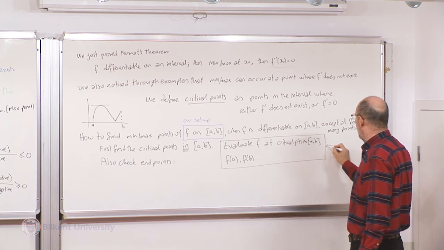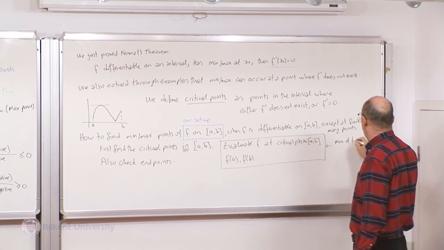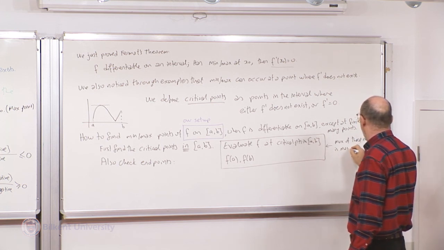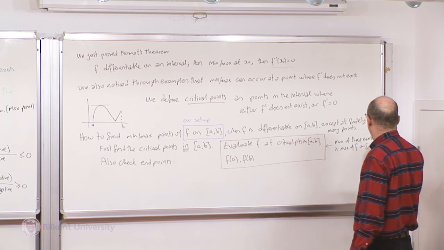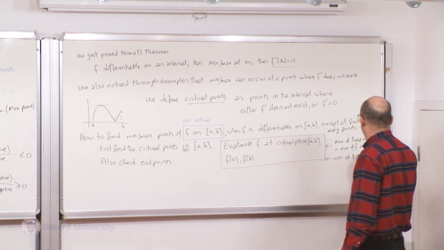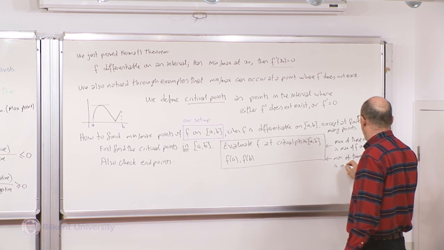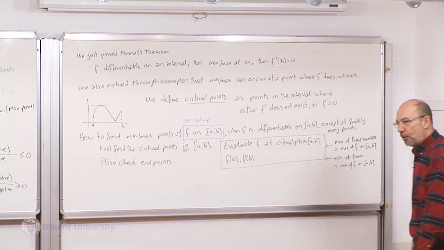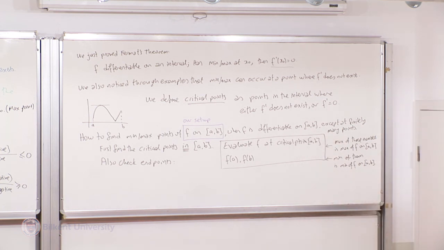So the max of these numbers is the max of F on AB, and the min of them is the min of F on AB. So this is the procedure to find minima and maxima of a function on an interval. Of course, the question is, what if the minima and maxima do not exist?